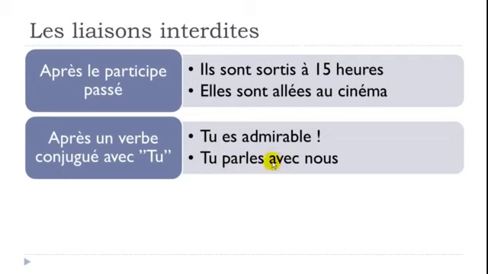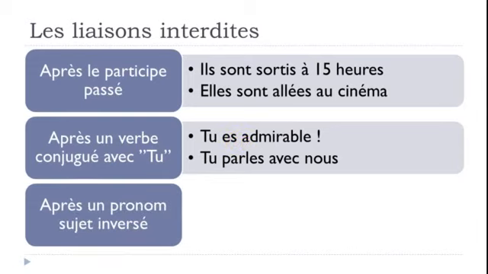Tu parles avec nous, so no liaison here between parles and avec, okay? Tu parles avec nous. All right, so that's the rule. When you've got a verb at the tu person, the second person of the singular, don't make a liaison after the verb. All right.